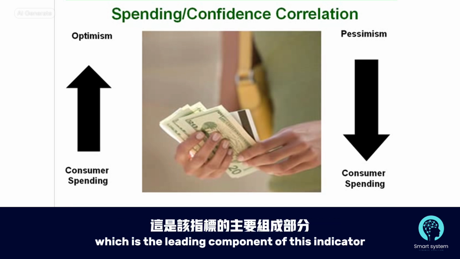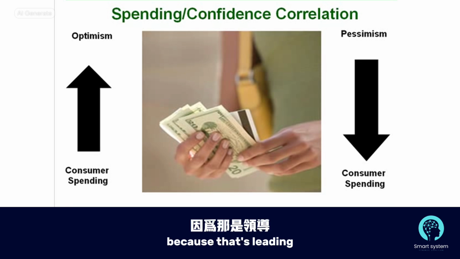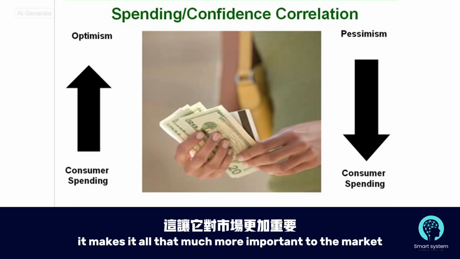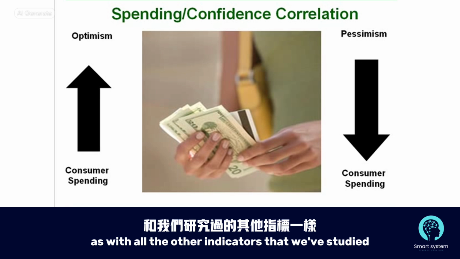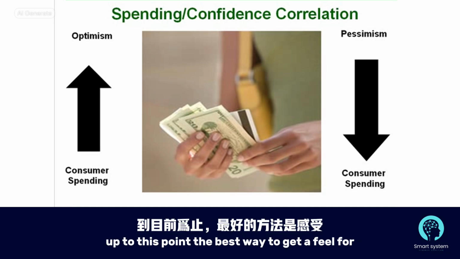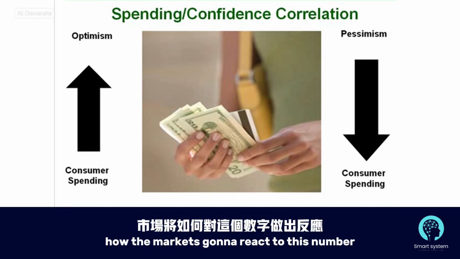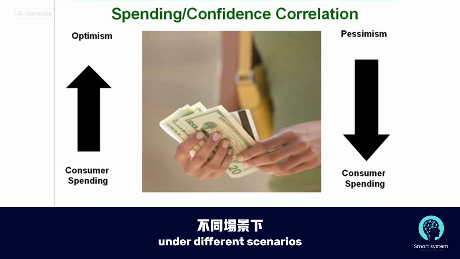So as with the other leading indicators we've studied thus far, the Consumer Sentiment Index component, which is the leading component of this indicator, because that's leading, it makes it all that much more important to the market. As with all the other indicators that we've studied up to this point, the best way to get a feel for how the market's gonna react to this number under different scenarios is to follow the indicator in real time.